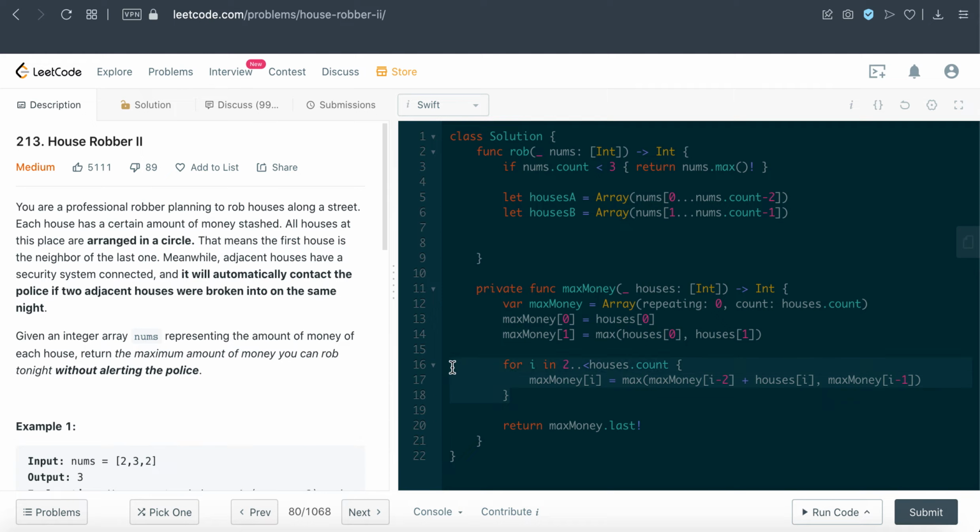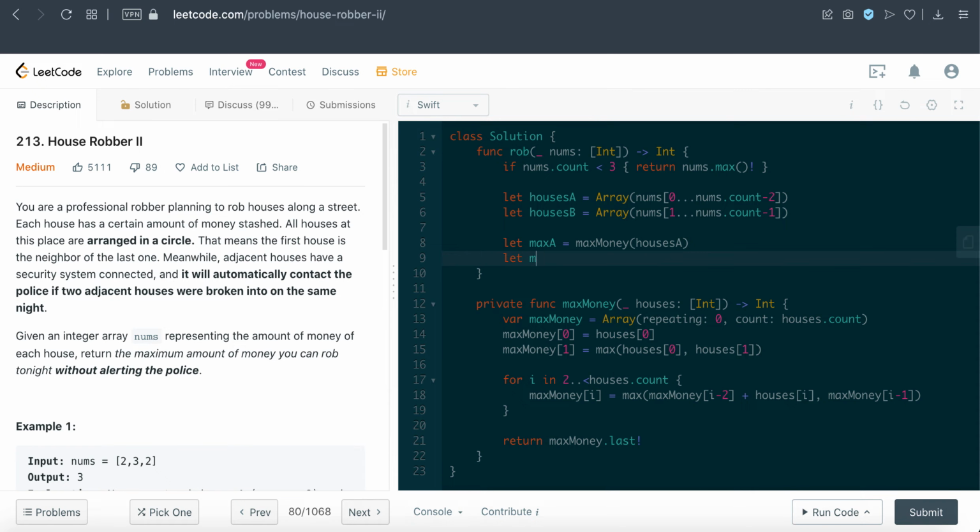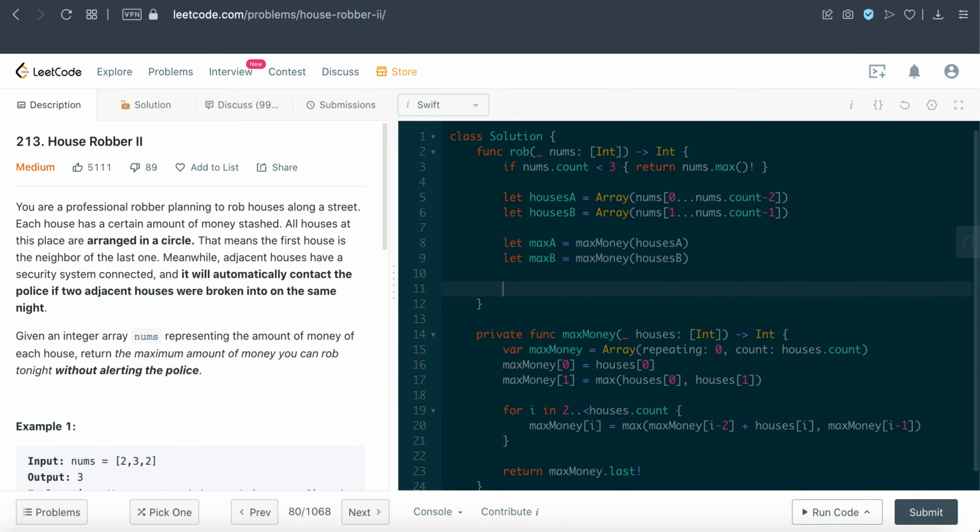So this for loop will basically just build up, and at each index it represents the maximum amount of money that we can get given the houses that we have seen. So yeah, this function is set up, and then here we will return max A, which is max money, and then just pass houses A, and then max B is basically max money of houses B. So once that's done, we'll just return max A and max B, right?